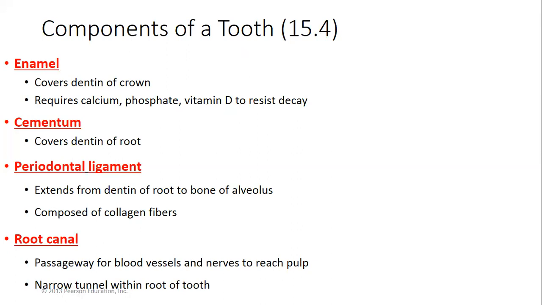Cementum is what covers dentin, but in the root of the tooth. So everything you cannot see. And that helps basically attach what's called the periodontal ligament to the alveolus, the bony socket that the tooth sits in. And that periodontal ligament is mostly composed of collagen fibers. And your root canal is a passageway for blood vessels and nerves to reach the pulp, which is just a narrow tunnel in the root of the tooth.